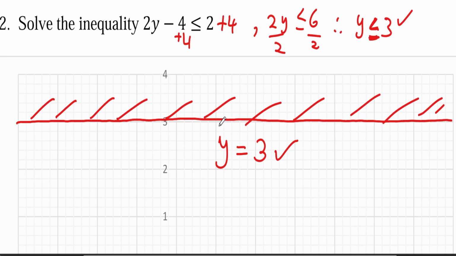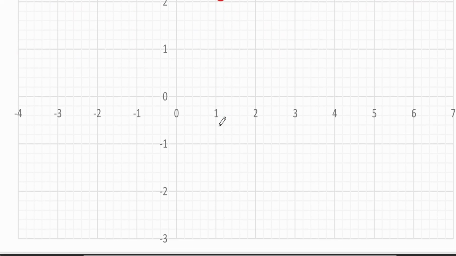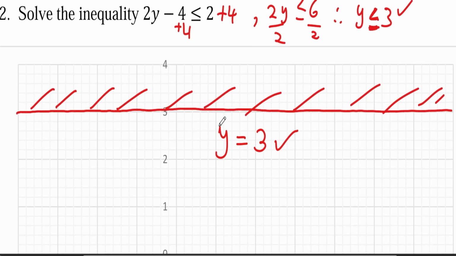And I think I've been understood. This is how you draw it. It cuts the y-axis at 3.